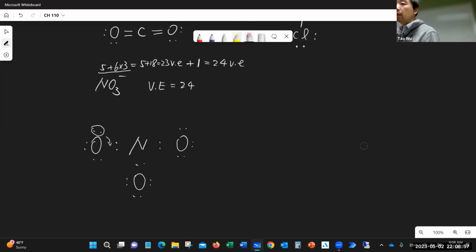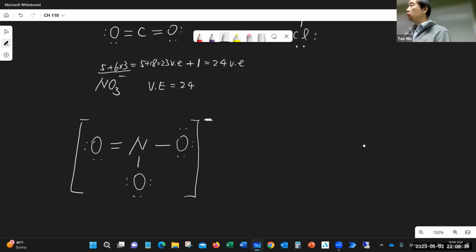Then you will see it becomes something like that. So then you double check: each of those oxygens is still octet, and the central atom becomes 8 electrons too. Okay, so then what are you going to do? You're going to remove the shared electrons, and you draw a structure like this: this is a double bond, this is a single bond, this is a single bond. And don't forget, we're having a bracket and putting the negative charge up here. Then this is going to be the Lewis structure for nitrate.